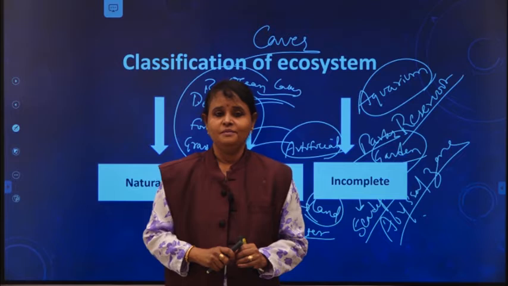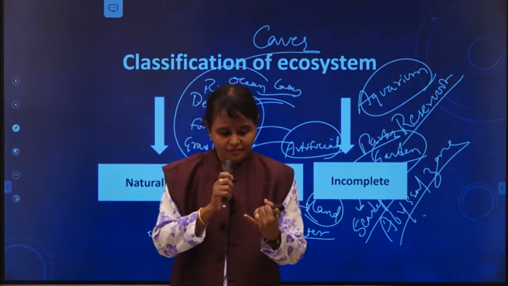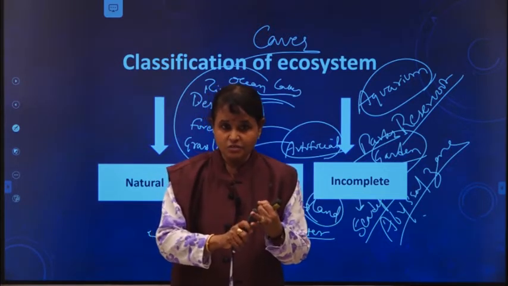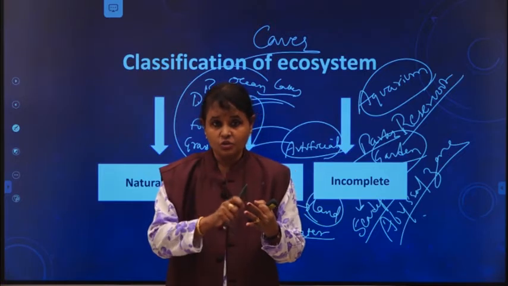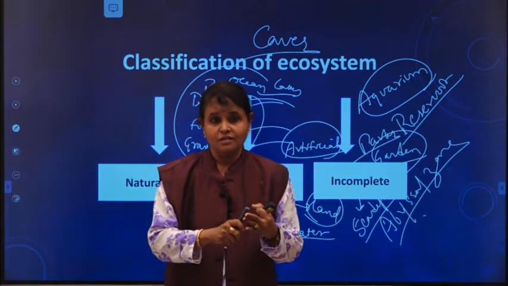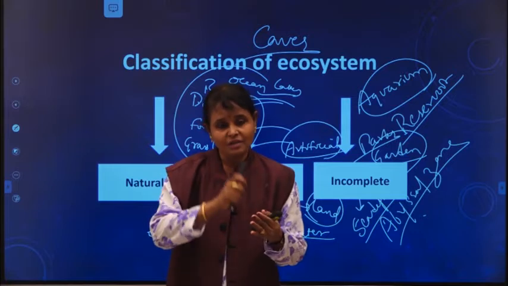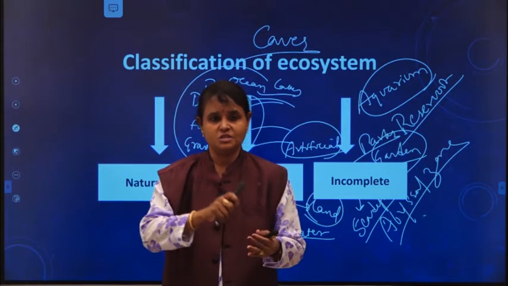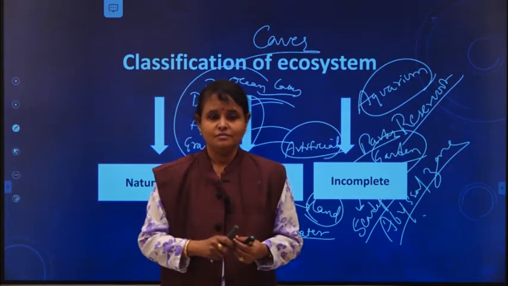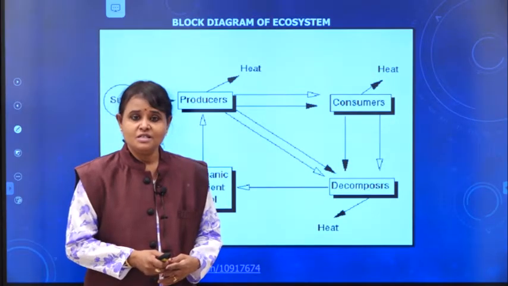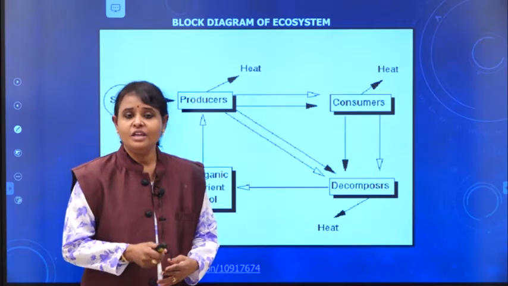Is it clear? What I covered? Ecosystem. In definition of ecosystem, I told you classification. Natural ecosystem, man-made ecosystem, incomplete ecosystem. Is it clear for you? Now, let me discuss block diagram of ecosystem.